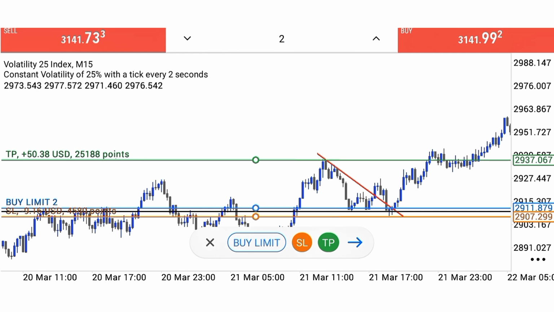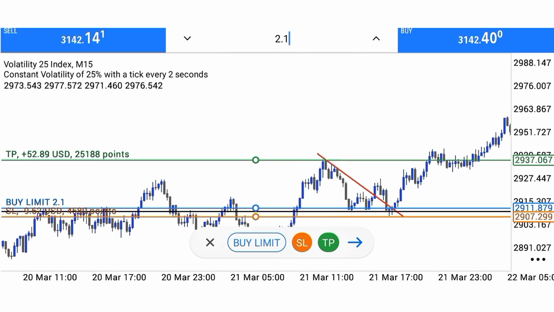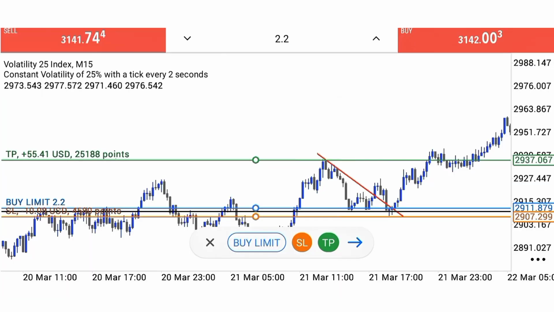Let's imagine you want to trade with a $10 risk. Now you have 9.16 here. Let's imagine you want to use the whole of that $10. That's a 2.1. That is 9.62. Let's say 2.2. Okay, that's 10.08. And if you use 10.08 for this setup, you're going to be making $55.41 for the trade. So it is that easy and simple to do.